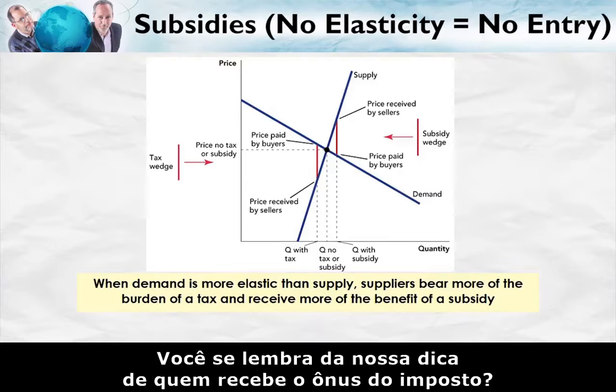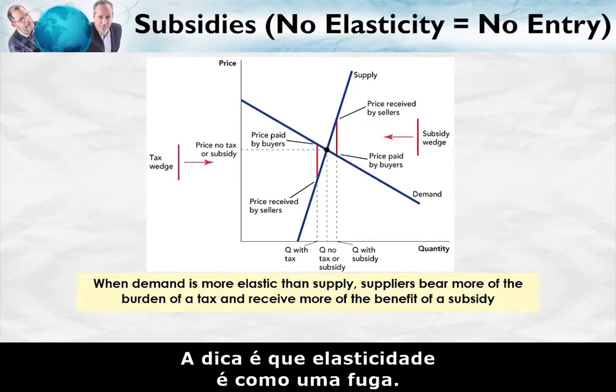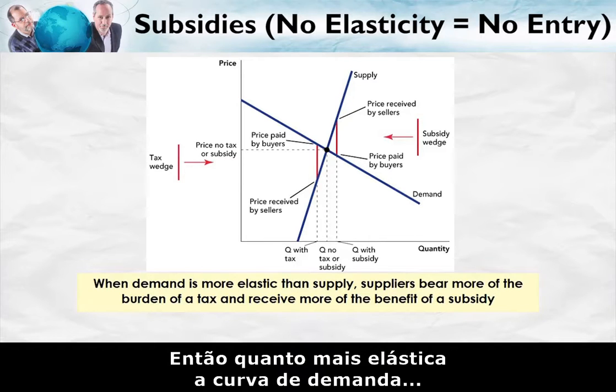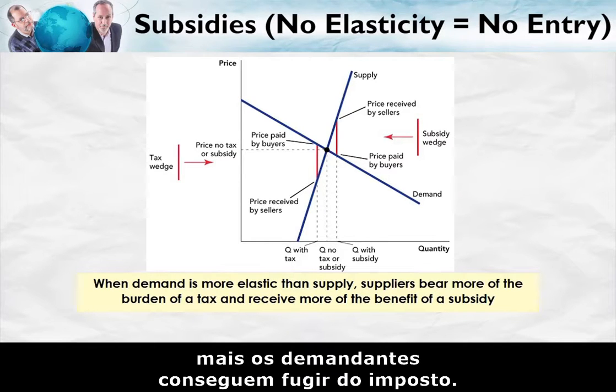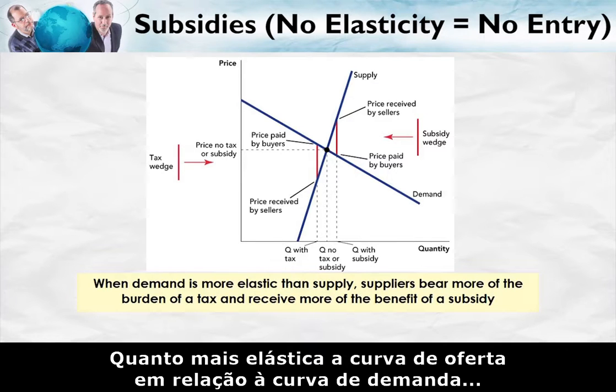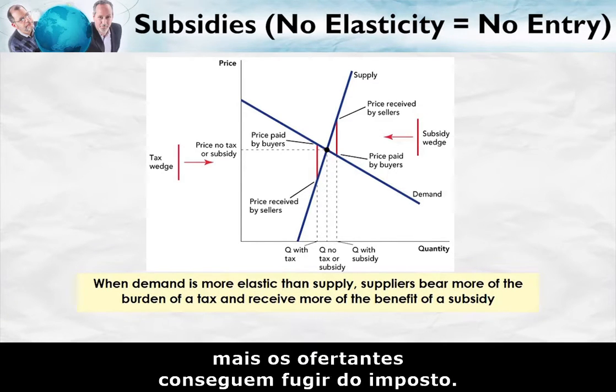Do you remember our intuition for who bears the burden of a tax? It's that elasticity is like escape. So the more elastic the demand curve, the more the demanders are able to escape the tax. The more elastic the supply curve relative to the demand curve, the more able the suppliers are to escape the tax.